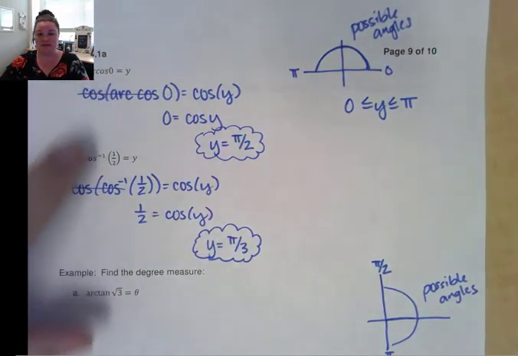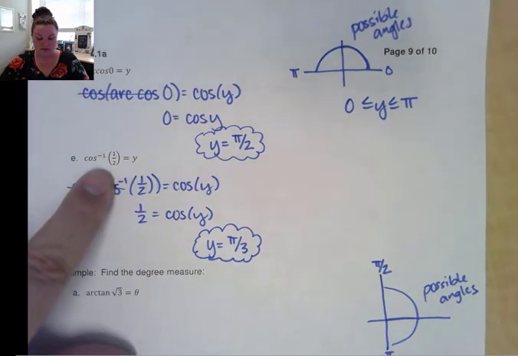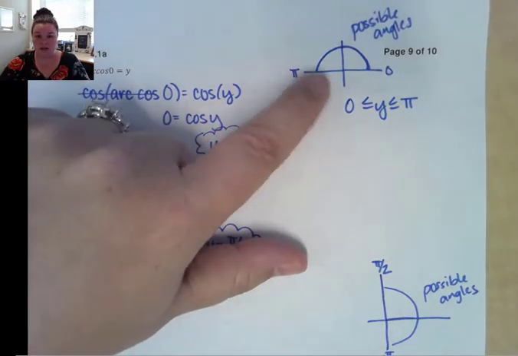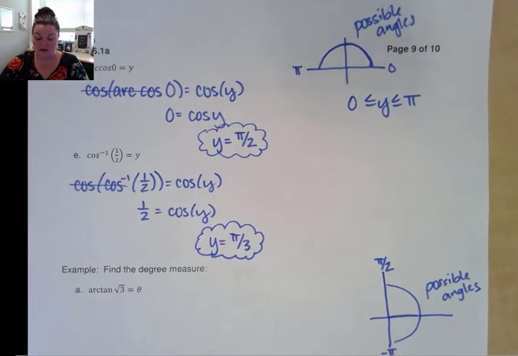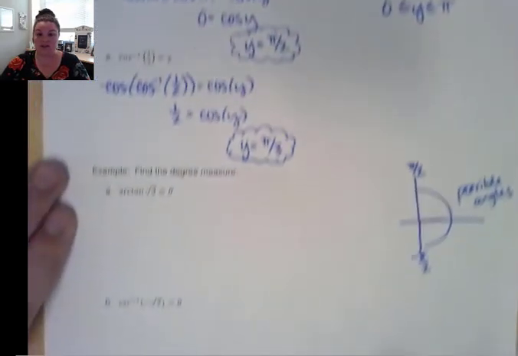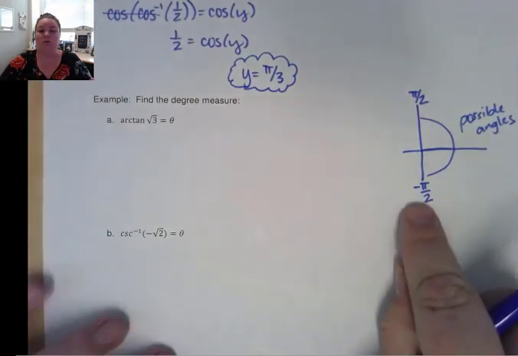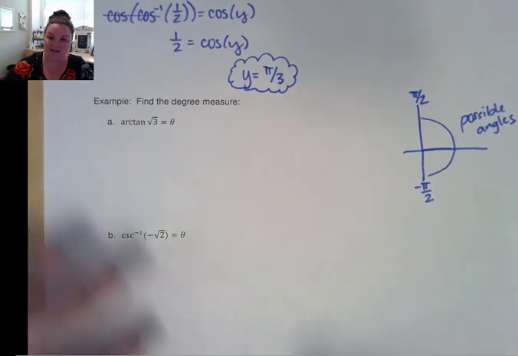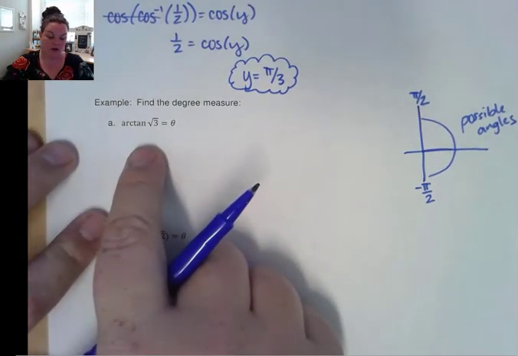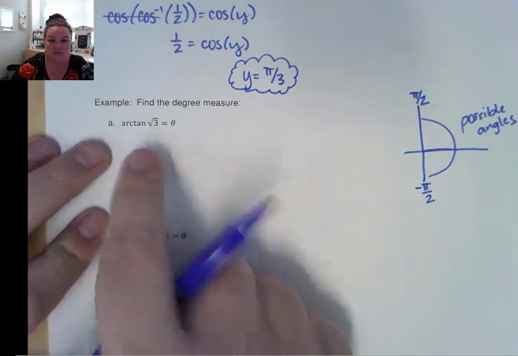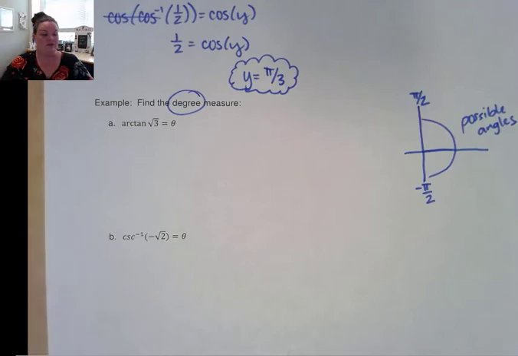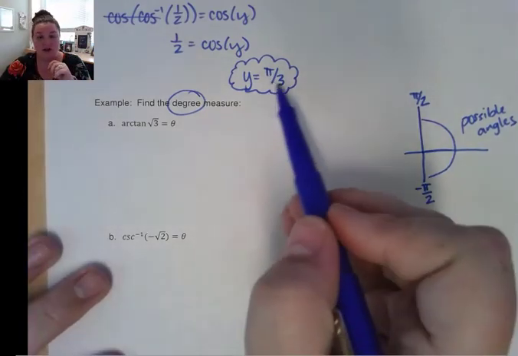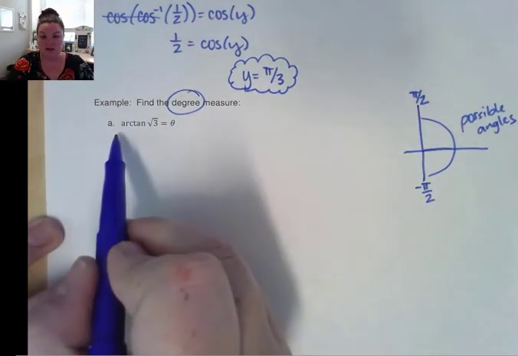So notice these are different based on every problem. These two were dealing with cosine, or sorry, arc cosine, so we knew our possible angles were from 0 to pi. And these are dealing with arc tangent or tangent inverse, so we know that our values have to be between negative pi over 2 and pi over 2. All right, so let's try to solve this. Notice this one specifically says to find our degree measure, so they want our answer in degrees, not in radian form.